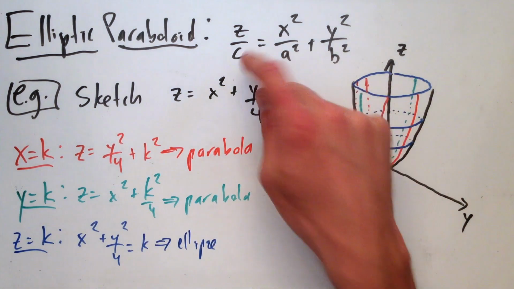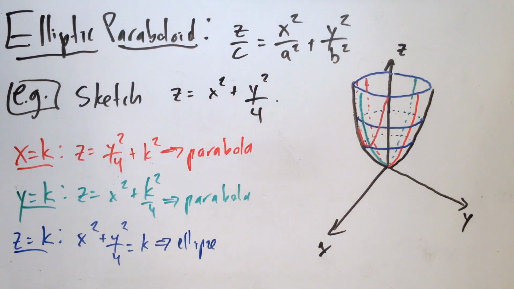These are all lowercase letters now. That's supposed to be a lowercase c. What is the relationship they have with the coefficients from before? The answer is don't worry about it. Don't worry about it at all.